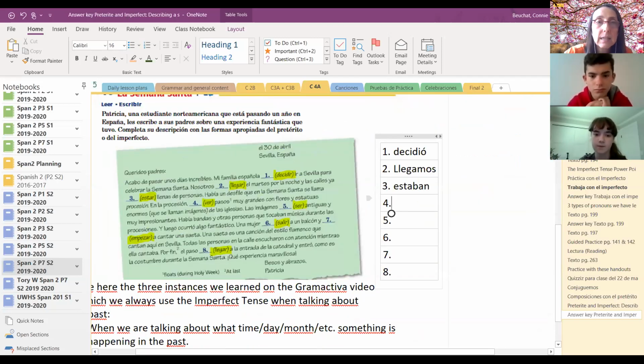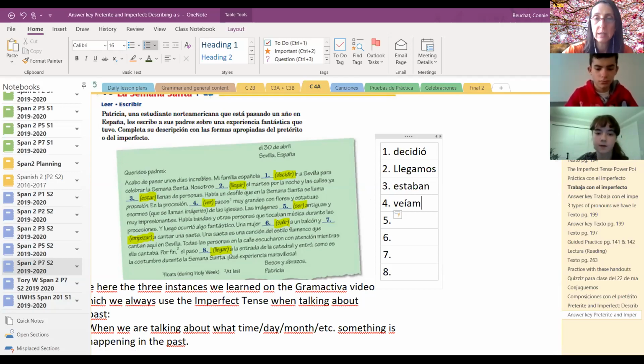All right. Nice. So, estaban llenas de personas. Había un desfile que en la Semana Santa se llama procesión. En la procesión... ¿Veíamos? Sí, veíamos. Again, describing that procession, right? So, veíamos pasos muy grandes con flores y estatuas enormes que se llaman imágenes de las iglesias. Las imágenes.